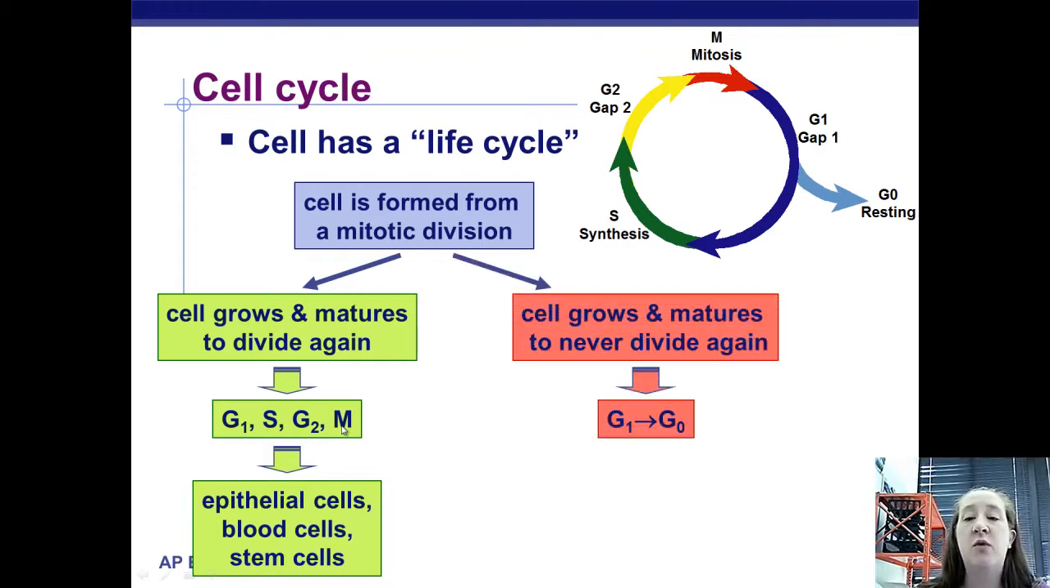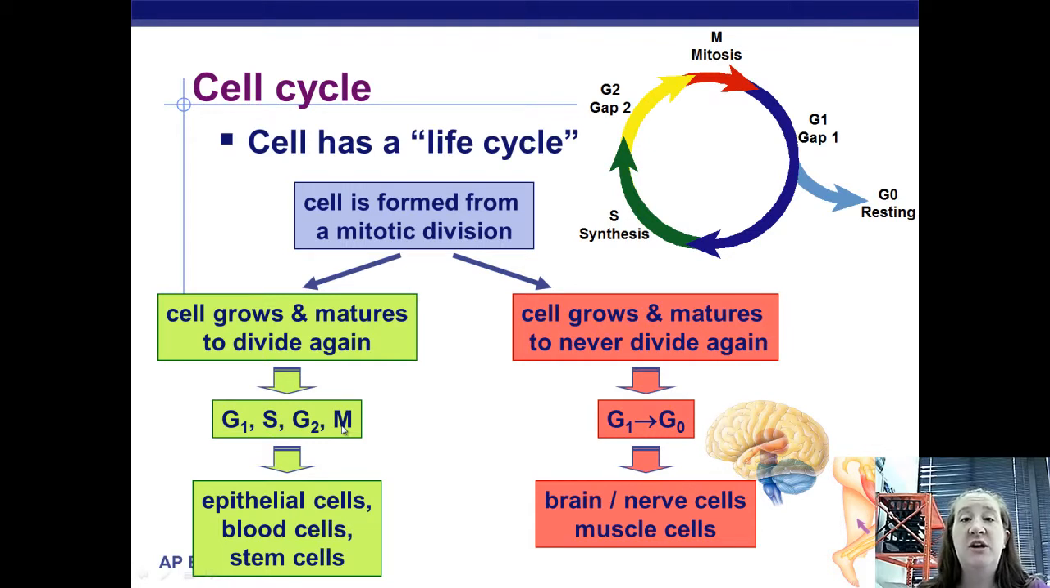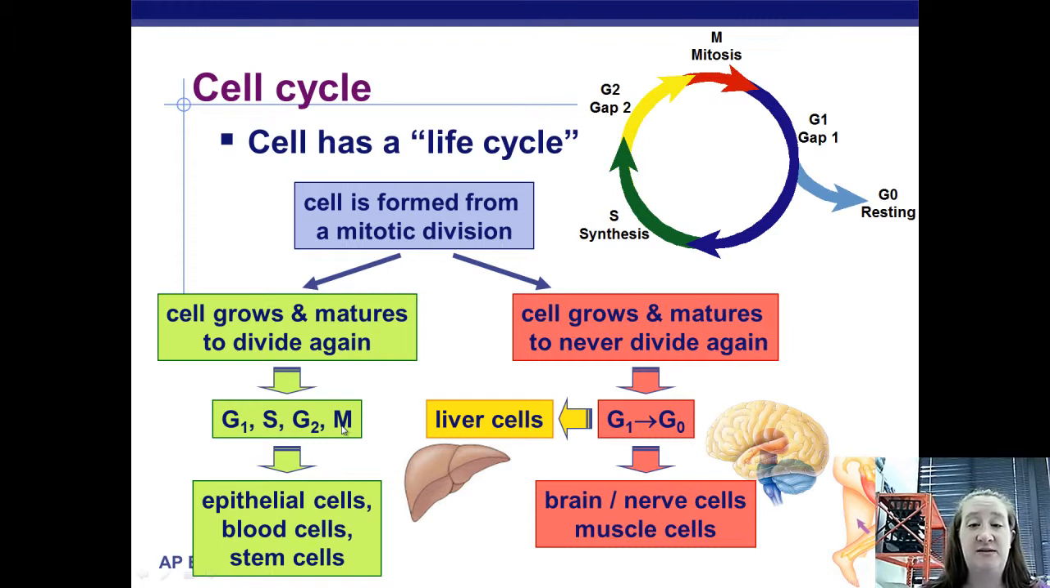Okay? Some cells are going to grow and mature and never divide again, and they're going to stay in their mature form for the rest of your existence. They're going to live as long as they can, but you will never make more of them. So they go from G1, that first G portion of interphase, to a G0 phase, and in G0 they just stay there. So example of this would be brain and nerve cells and muscle cells. So if you kill brain cells, people, they're gone, and you never get them back. Just a little reminder to make good choices. Some types of cells, like liver cells, can go from a G0 phase and, based on need and necessity, can be activated to go over and start dividing. But it doesn't happen very often.